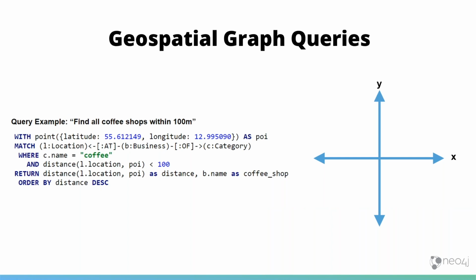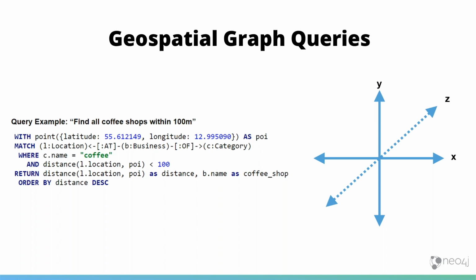So if I wanted to figure out where the coffee shops within 100 meters of my location were, I would write a query that is something akin to this, where my latitude and longitude are identified within the query itself, and then it would tell me exactly where those particular shops were.